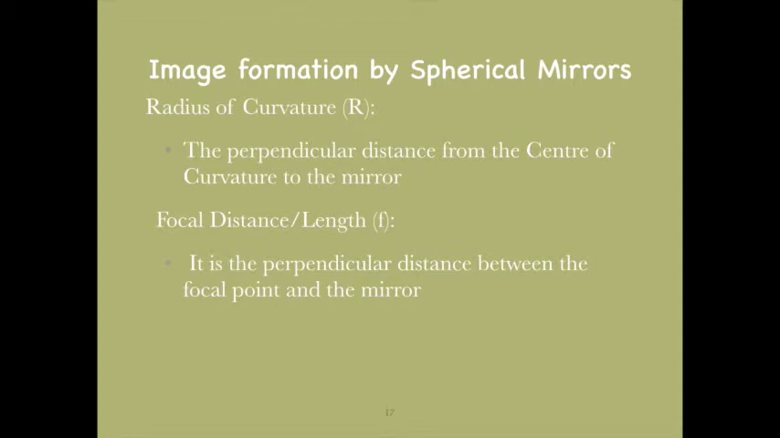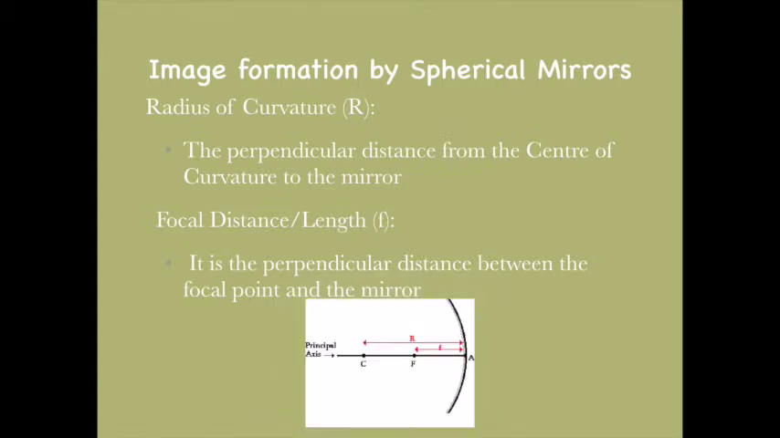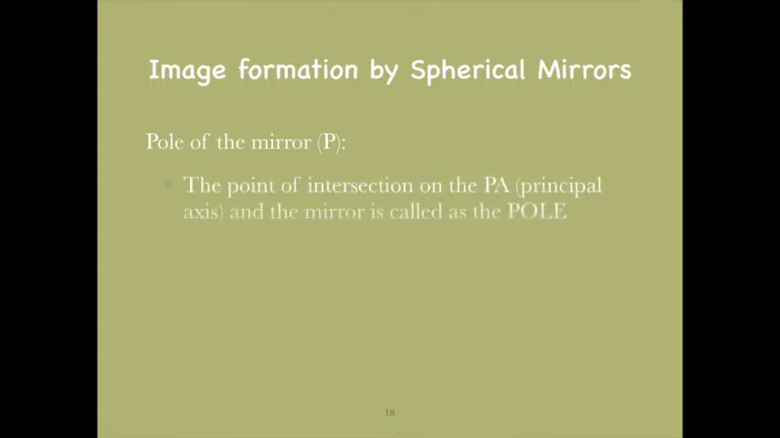So given below is a diagram representing your r and f. I hope this will help you understand it a bit better. Now coming to the last definition, which is the pole of the mirror, denoted by capital P. This is the intersection of the principal axis and the mirror. The pole is the intersection of the principal axis and the mirror.